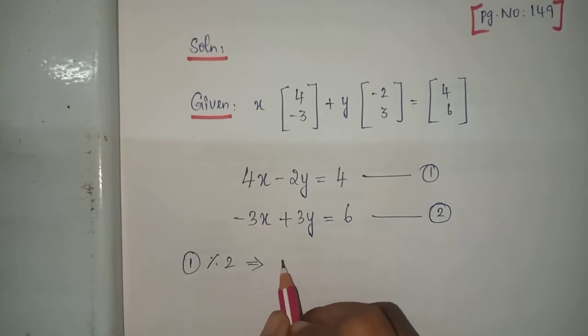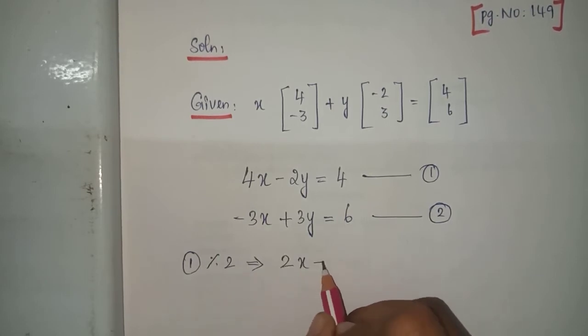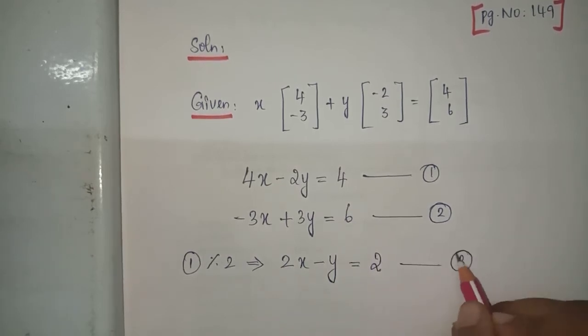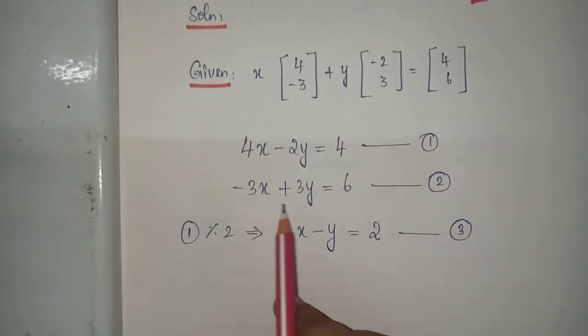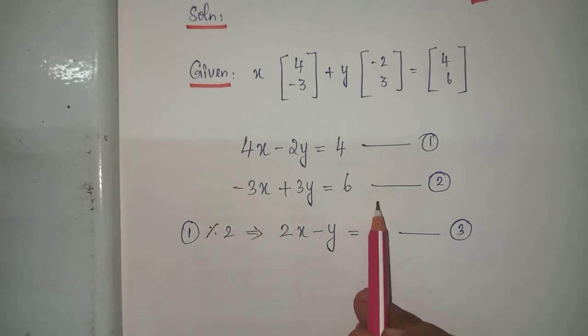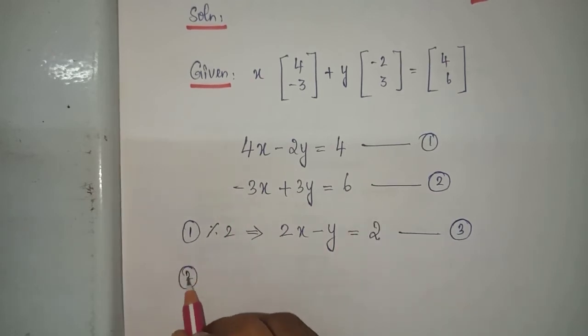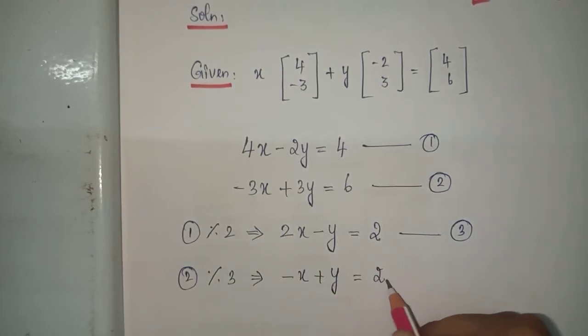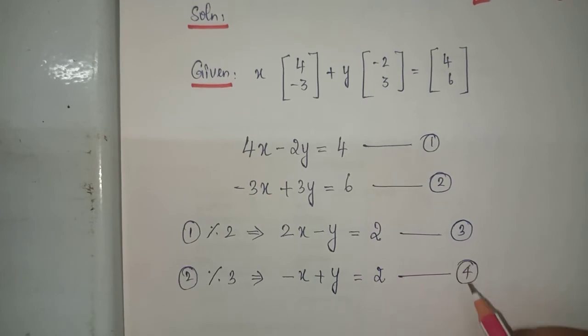You get 2x minus y is equal to 2. This is your equation number 3. Then similarly, second equation is a multiple of 3. So throughout divided by 3, you get minus x plus y is equal to 2. This is equation number 4.